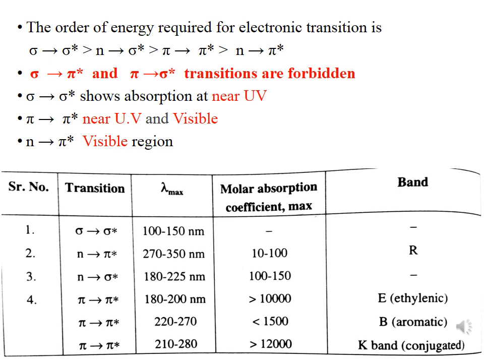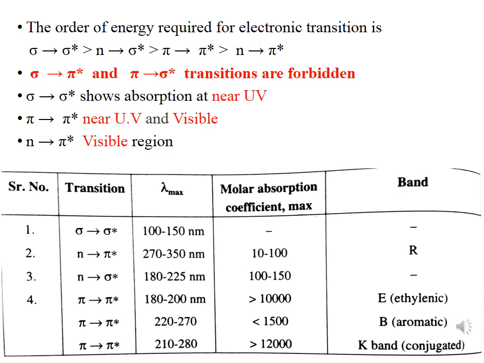So as now we can see, the maximum energy which is required for the transition is in sigma to sigma star transitions. And the least energy is required in n to pi star transition. There are two transitions which are forbidden transitions, in which UV visible spectra are not observed: sigma to pi star or pi to sigma star. These are forbidden transitions.